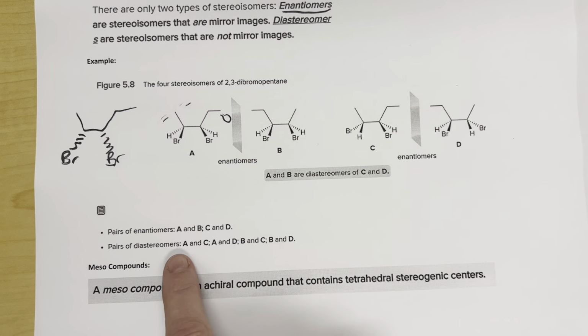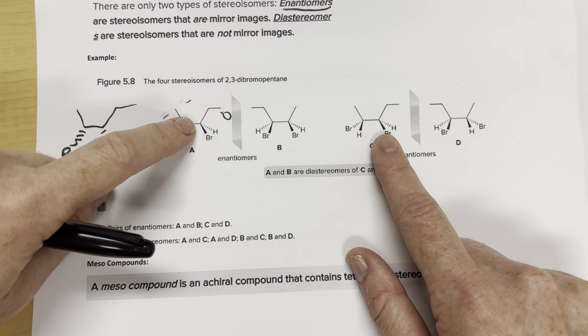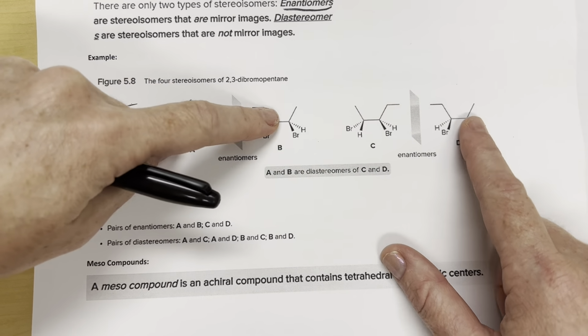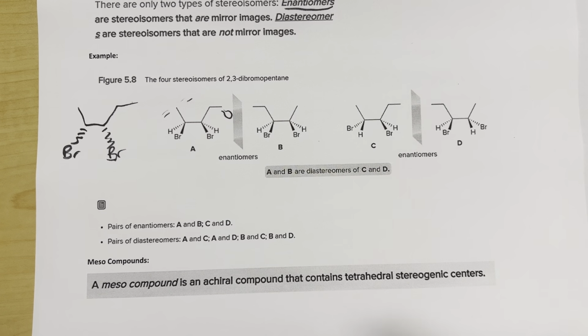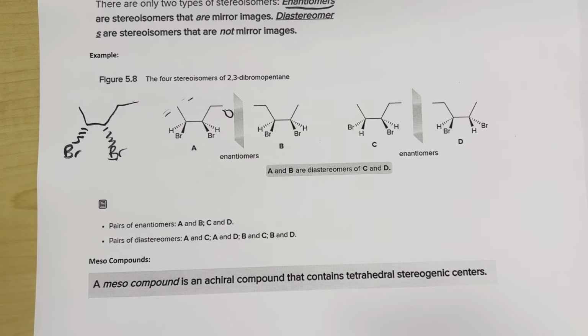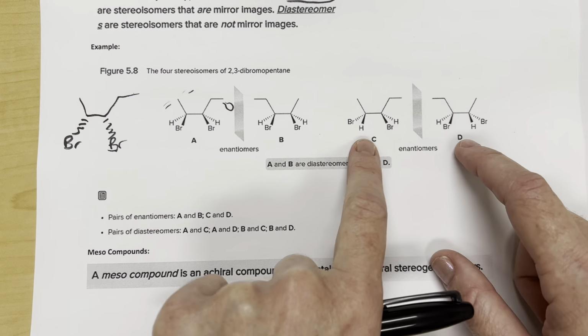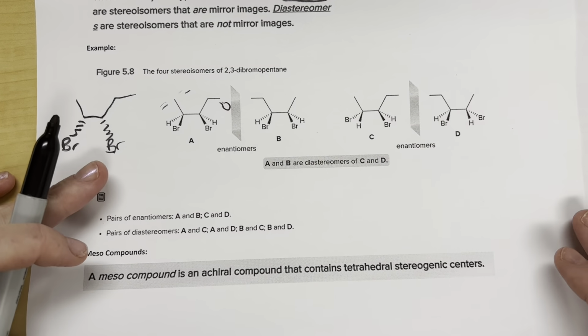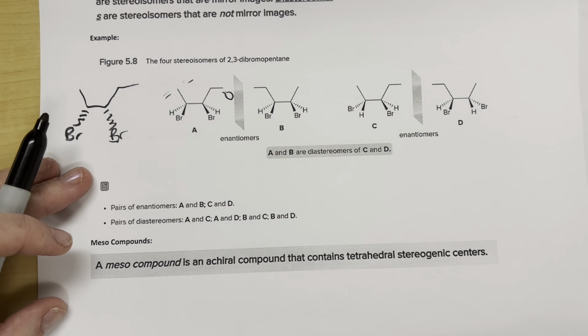It kind of walks you through those things. So A and C are diastereomers, A and D are diastereomers, B and C are diastereomers, and B and D are diastereomers. So if they're not mirror images of each other, then they're going to be diastereomers. Another quick way to look at that again, if you've got something that's cis versus something that's trans, those would also be diastereomers.